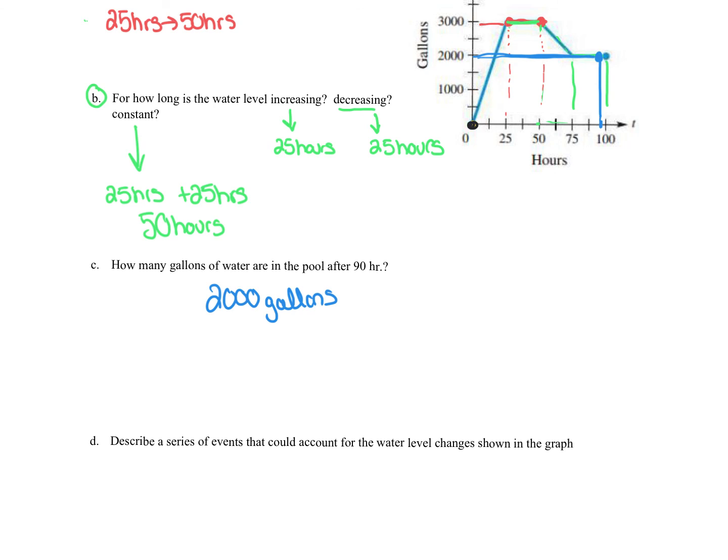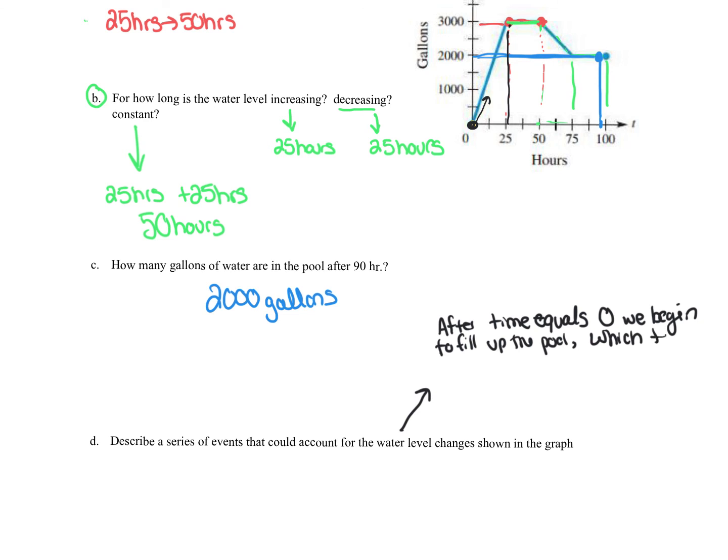So I start at time equals 0, and my graph goes up. So let's say, I'm going to write above it so I can fit it and see the graph. So after time equals 0, we begin to fill up the pool, period. So it takes me 25 hours to get to the max to fill up the pool, comma, we'll change my period to comma, which takes 25 hours.